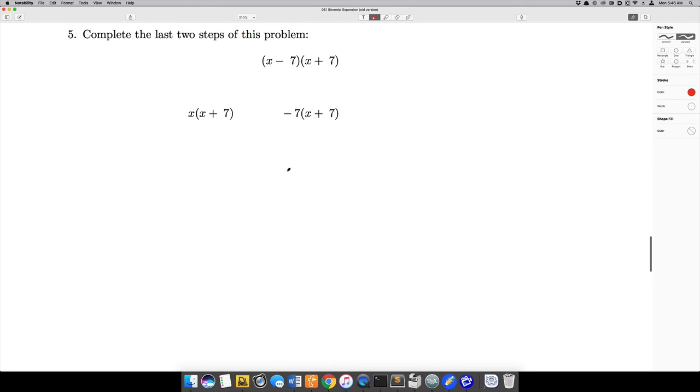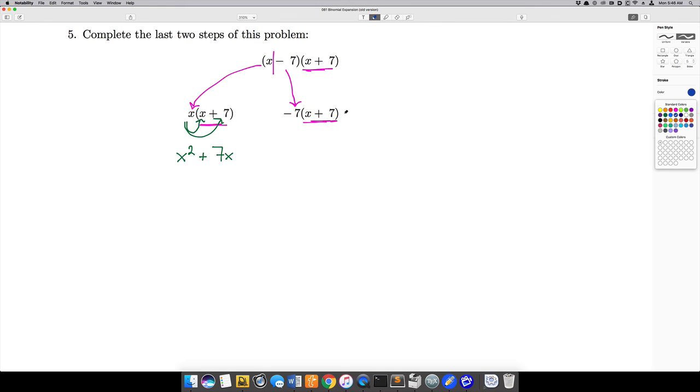Try one more together, and then you guys can do the rest on your own. If we split this one up, we put the x over here and the negative 7 over here, and we multiply them both by x plus 7, because that's what we're multiplying by. So in this first one, again, x times x gives us x to the second power. Then we do x times 7, which gives us 7x. On the other side, we have negative 7 times x, which gives us negative 7x. Then we have negative 7 times 7, which is negative 49.